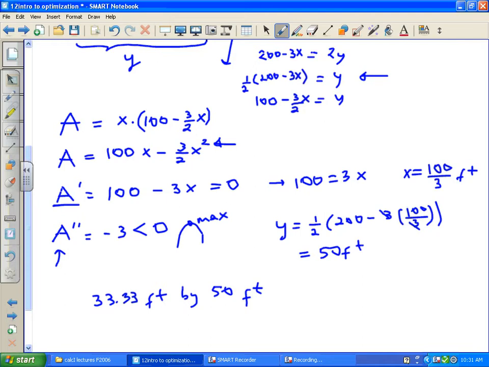So 50 times 33.33 roughly is 166.5 roughly square feet. So this is the largest area that you can create with the given amount of fencing and with the criteria that you need two adjacent fields made with that fencing material.